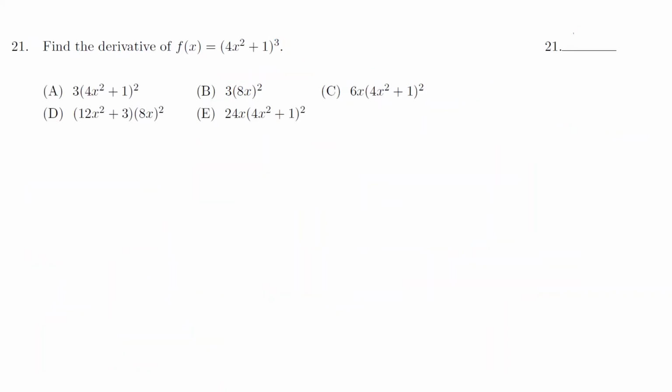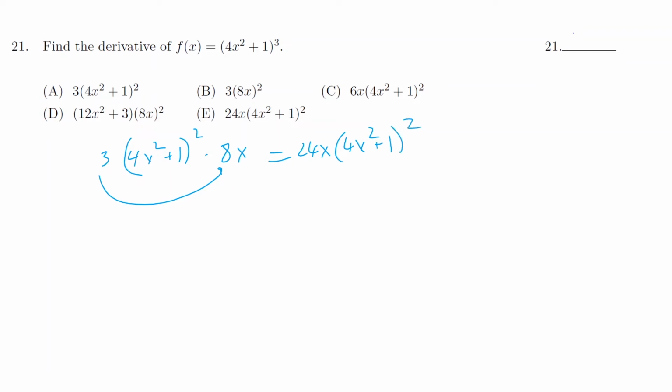Next, find the derivative. Very simple. 3 times 4x squared plus 1 to the power of 2 times 8x. And I'm just matching these guys. 24x times 4x squared plus 1 squared. The answer is E.